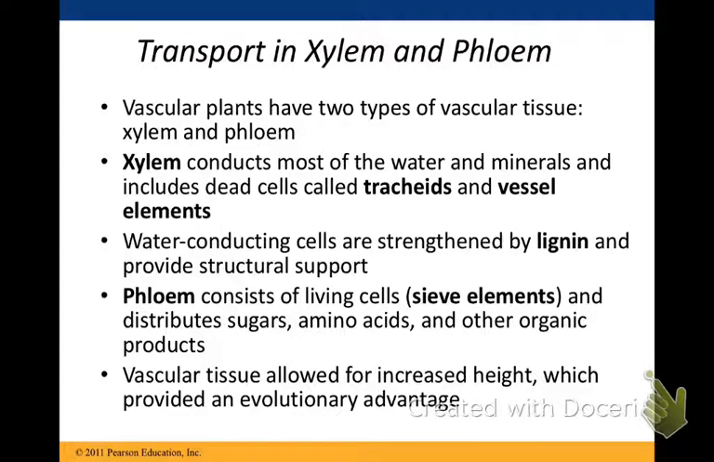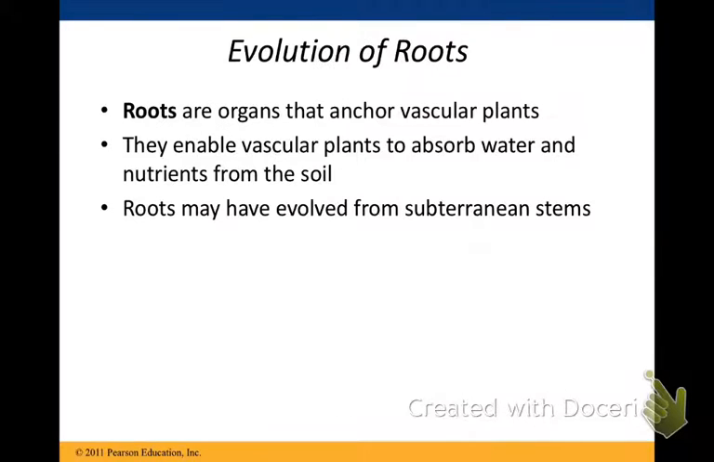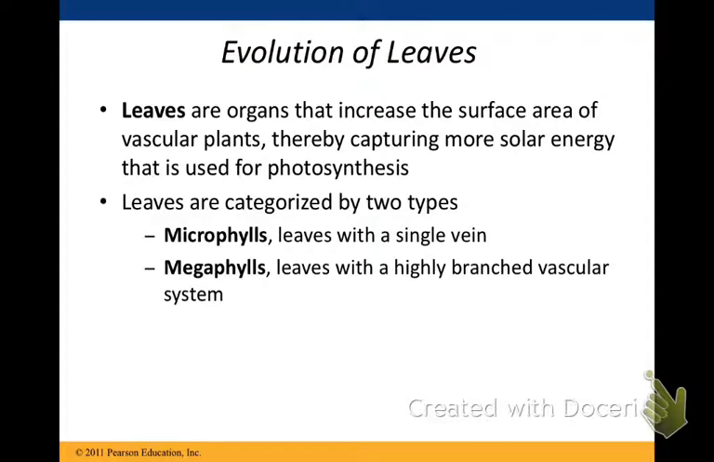The phloem is the vascular system that transports sugars and organic products from photosynthesis, and they consist of living cells called sieve elements. And as I said earlier, the evolution of the vascular tissue allowed for true roots and leaves in plants. So the roots are organs that are anchoring the plants in the soil, and they are able to absorb water and nutrients from the soil. The vascular tissue also allows for the evolution of true leaves.